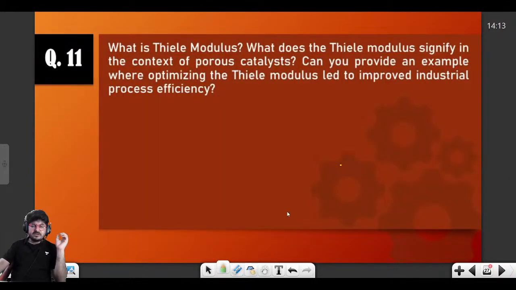Okay, now the next question here is about the Thiele modulus. So we will talk about that. So all this is clear to all of you. Someone of you was saying yesterday, okay, if we talk about non-isothermal reactor, that would be better.